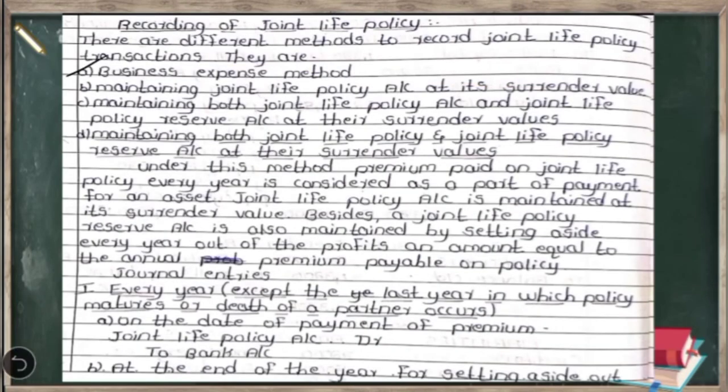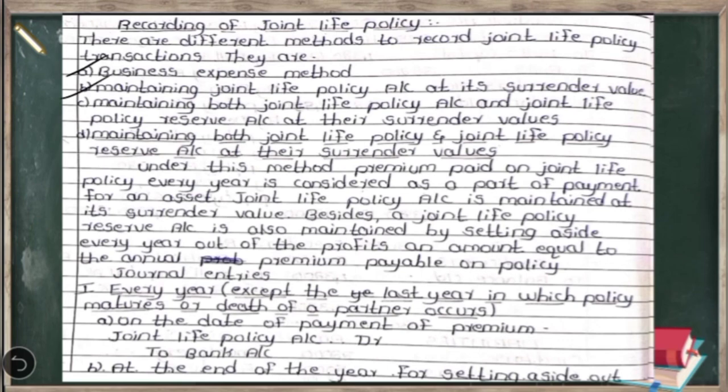The first method is the business expense method. Under this method, whatever the annual premium payable to the insurance company will be taken up as a business expense like any other expense, and that will be debited to the profit and loss account. On the date of maturity of the life insurance policy, whatever amount they get from the insurance company will be credited to the partners' capital accounts in the profit sharing ratio. So that is regarding the first method.